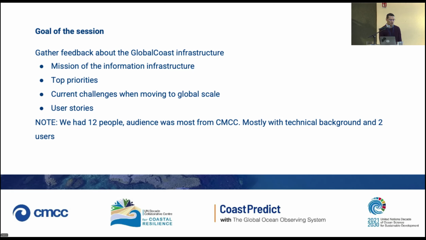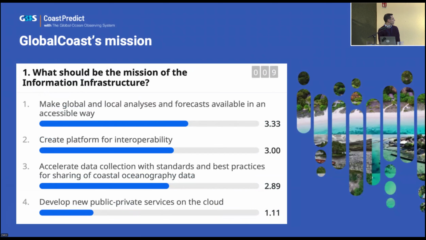For gathering the feedback, we used a few Slidos. I think it was pretty interesting because there were also some comments that it's important to try to get the requirements from the user. Of course, the results that we get are based on the audience of the session. We had around 12 or 13 people, and most of them had a technical background, and maybe just a few were users.